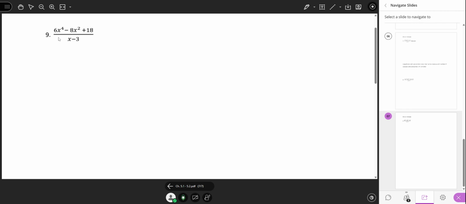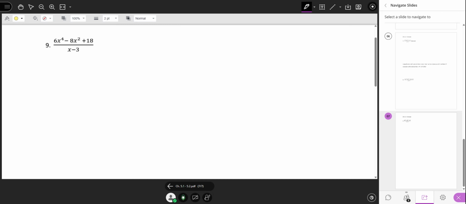Now, I don't want to actually work this problem, but I need to remind you of something. I said you cannot have any missing pieces. 0x cubed is the same thing as 0, okay? And 0x is the same thing as 0.